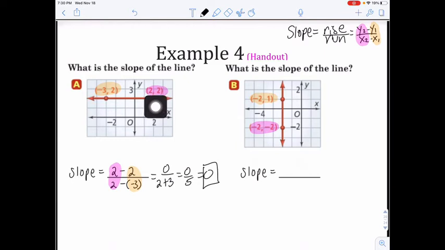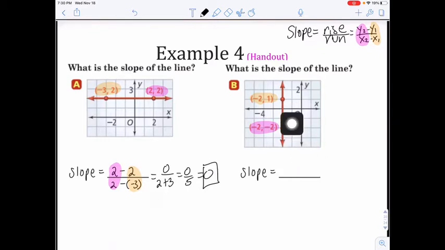So if we plug in y2, we get 2 minus y1, which is also 2, over x2, which is 2, minus x1, which is negative 3. 2 minus 2 gives us 0. Minus a negative becomes a plus, so 2 plus 3 is 5. 0 divided by anything is 0, so we end up with an answer of 0.